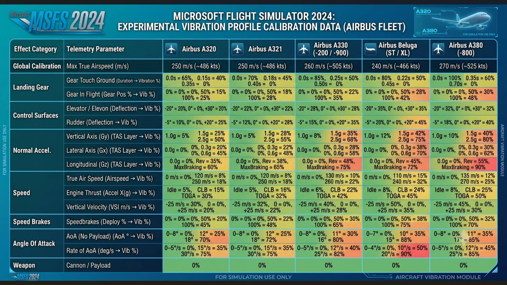Now, to get started customizing those profiles, I created an overview for you using some AI tools. So I'm not 100% sure if they are correct, but this could be a starting point for you to create your own vibration profiles or force feedback profiles for your WinWing controller for the Airbus A320, 321, 330, Airbus Beluga, as well as the Airbus A380. So have fun with it.